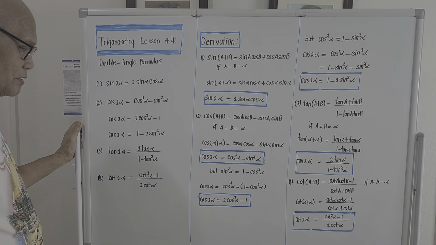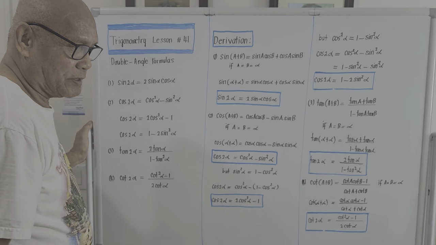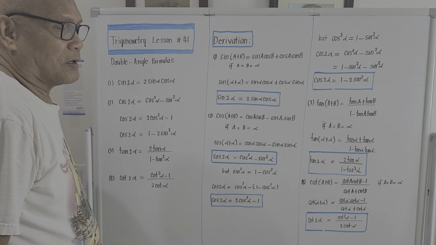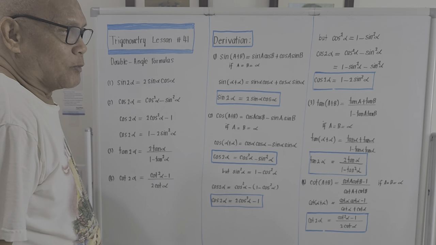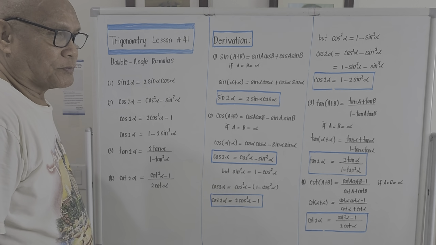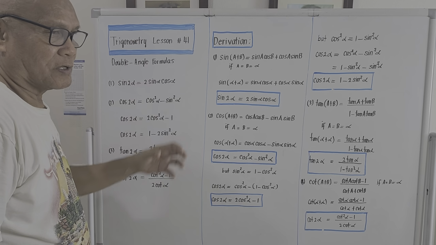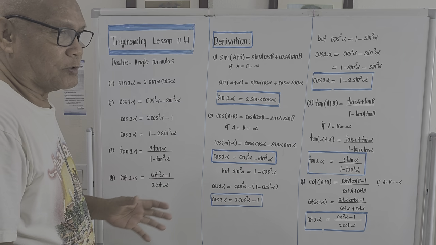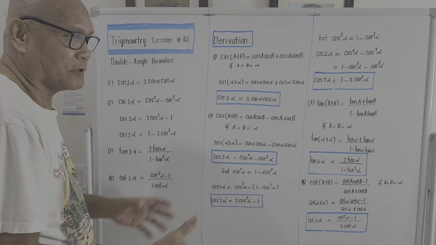Actually, there are 6 double angle formulas which are necessary in the study of integral calculus, because later on, if we try to evaluate integrals involving powers of trigonometric functions, we will be using these identities. So since we are in the study of trigonometry, I will now bring this one. When you reach integral calculus, you will be using it.